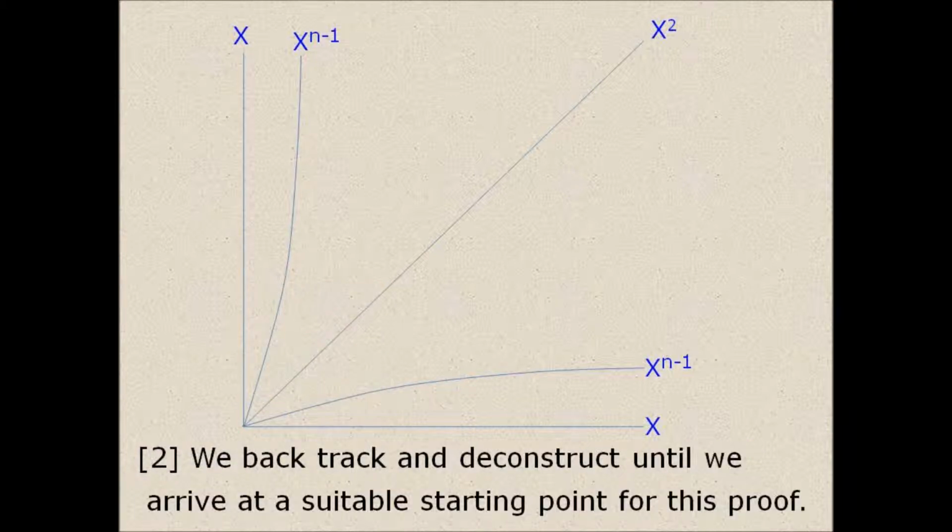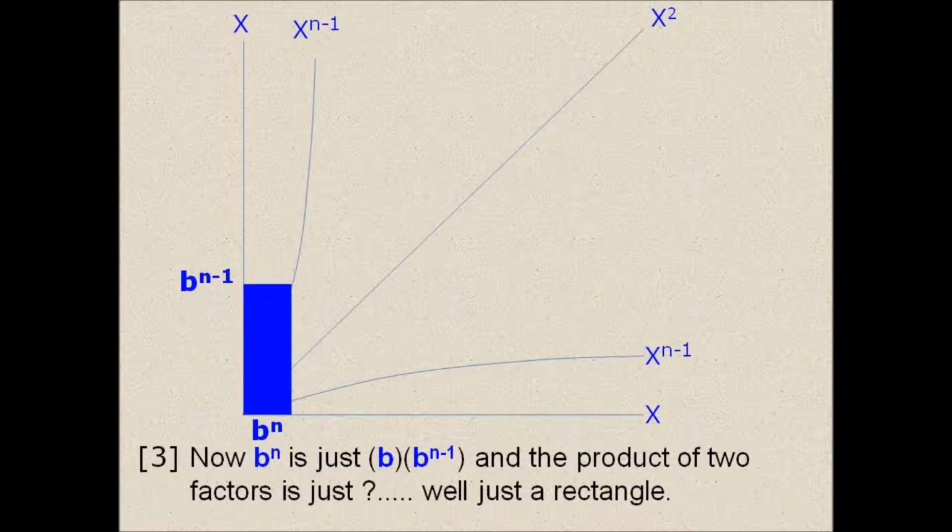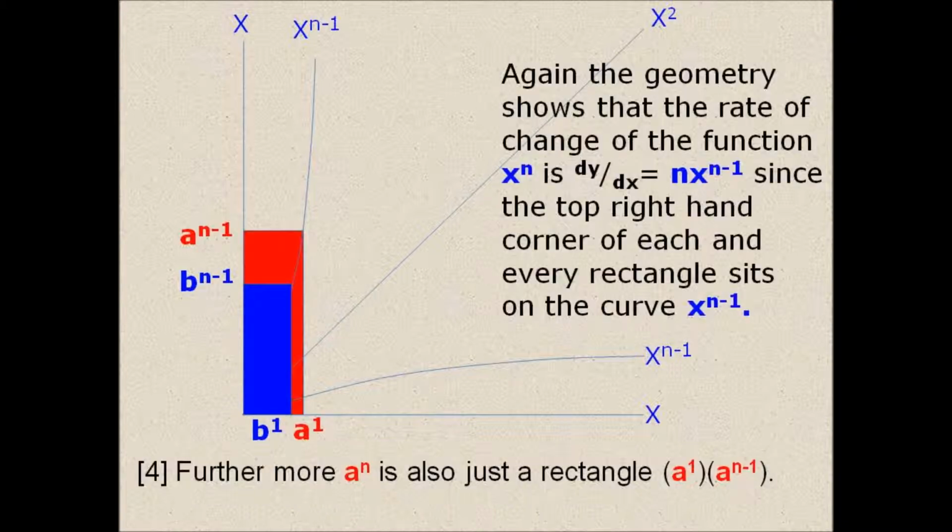arrive at a suitable starting point for this proof. Now b to the n is just b times b to the n minus 1, and the product of two factors is just a rectangle. Furthermore, a to the n is also just a rectangle, a to the power 1 times a to the power n minus 1. As an aside, again the geometry shows that the rate of change of the function x to the n is dy by dx equals nx to the power n minus 1, since the top right hand corner of each and every rectangle sits on the curve x to the n minus 1.